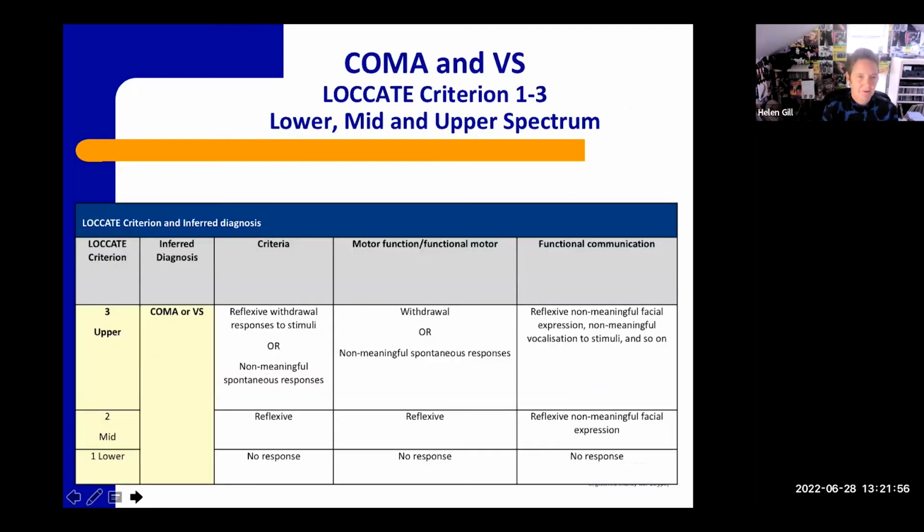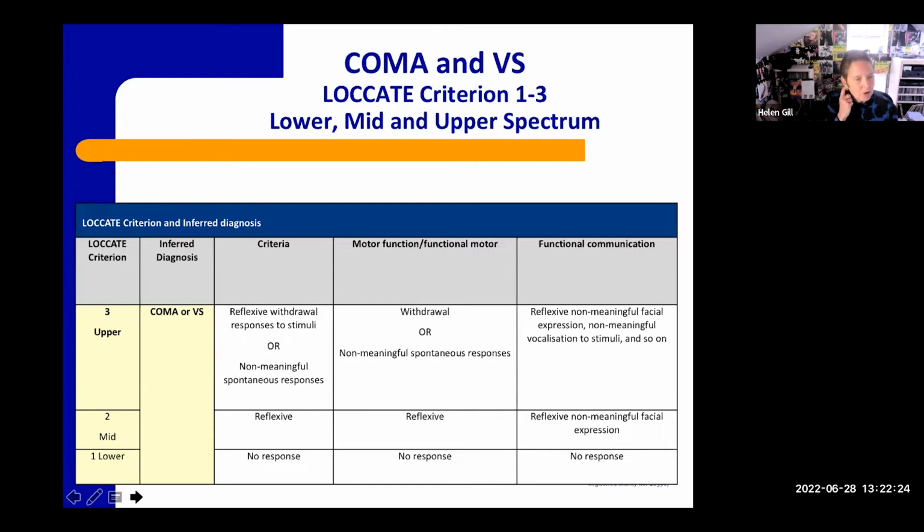Okay, next slide. So let's talk a bit about the COMA and VS. Again, it depends if the patient's eyes are open or closed. So we'll start at the bottom and we'll have a look at level 1. And you can see across the board that we have no responses. So let's say a VS patient does no motor responses and does no functional communicative responses, and the same with someone in COMA. That would be at that level.